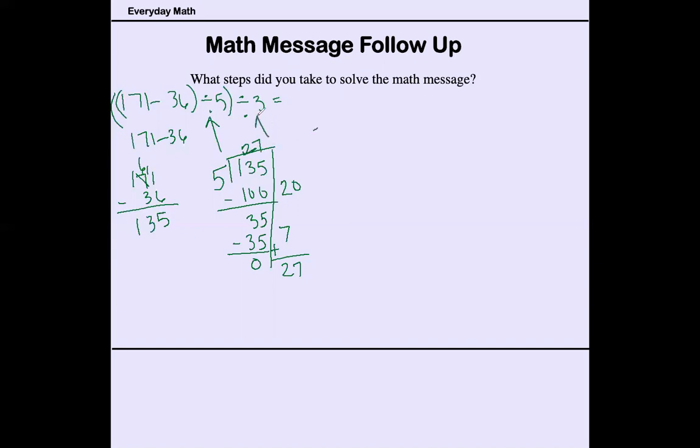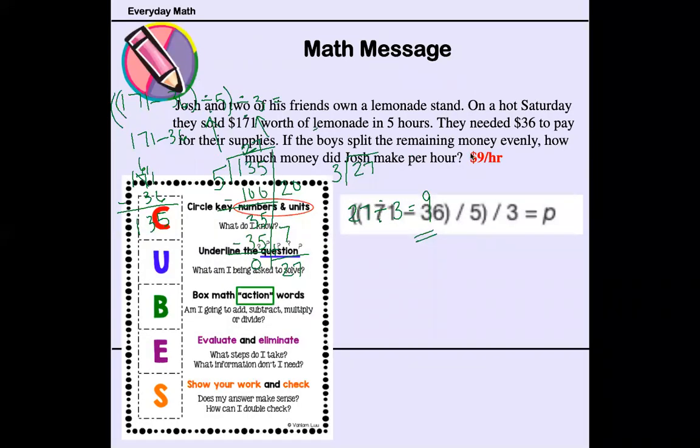Now I would have to do the last step. Then finally what I would have to do is 27 divided by 3. 27 divided by 3 equals, everybody? 9. Good. So in this case, Josh would have made $9 an hour. Let's try another one.